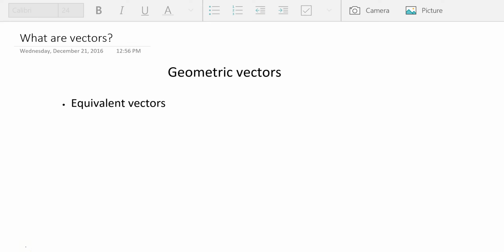An important thing about geometric vectors is the concept of equivalent vectors. Two geometric vectors are said to be equal or equivalent if they have the same length and direction. For example, the vector AB and the vector CD described here are equivalent even though they have different initial and terminal points, because the arrows between the initial and terminal points have the same length and direction.